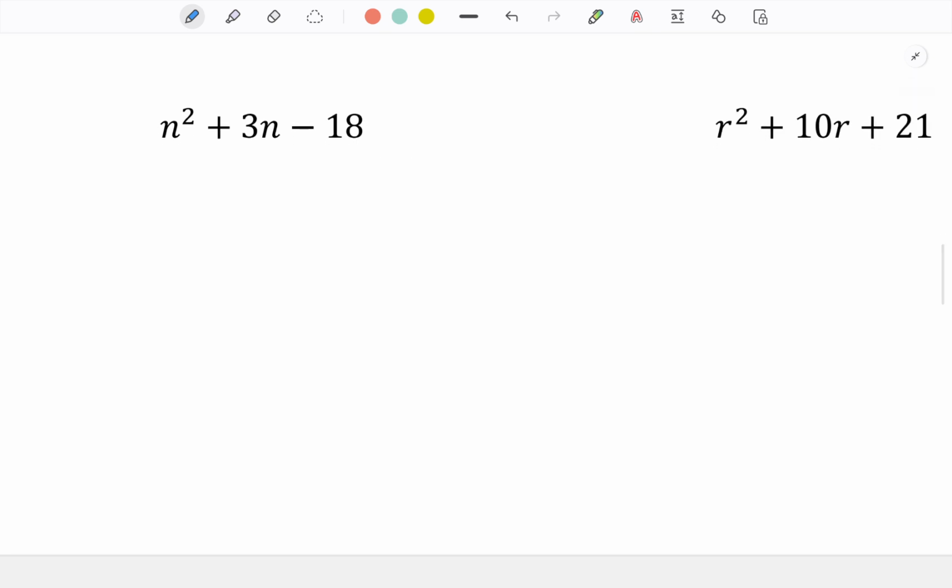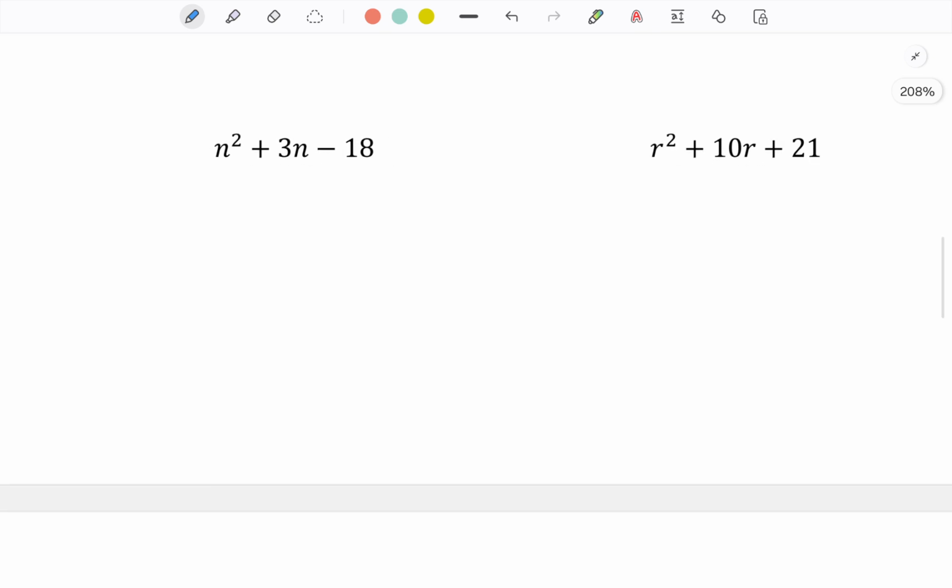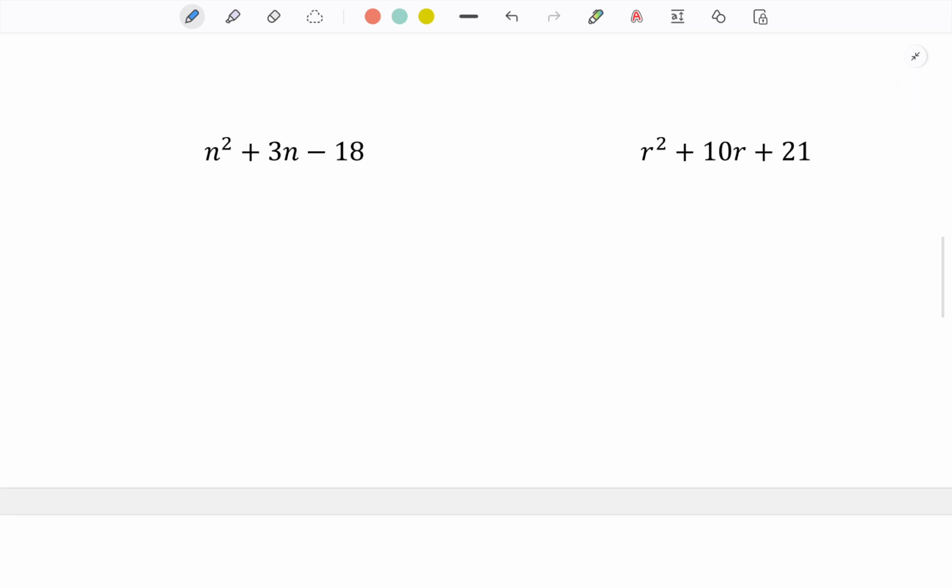So on this next problem, I want you guys to go ahead and actually try both of these two on your own, and then hit play again to see how you did. So go ahead and pause the video and then work these out and then come back to check your answers.